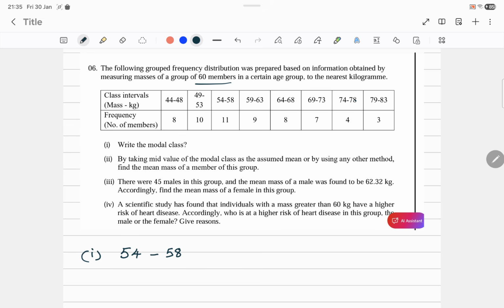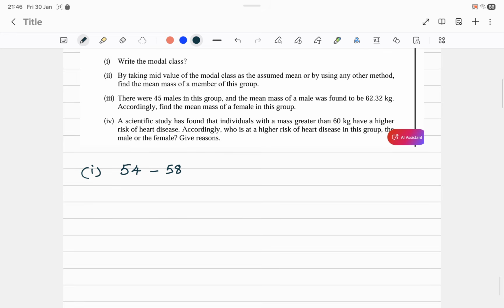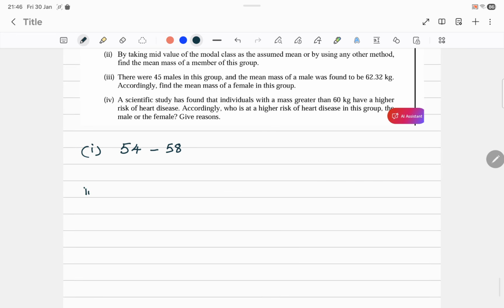By taking the mid value of the modal class as the assumed mean, or by using any other method, find the mean mass of a member of this group. Okay, let's do that next. So we have to take the mid value of the modal class as the assumed mean, or by using the normal method also we can do this. Find the mean of this table. Let's create the new table.